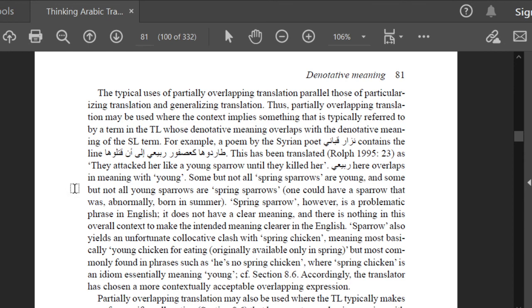Okay. Spring sparrow, however, is a problematic phrase in English. It does not have a clear meaning, and there is nothing in this overall context to make the intended meaning clear in English. Sparrow also yields an unfortunate collocational clash with spring chicken, meaning most basically young chicken for eating. Okay, but most commonly found in a phrase such as he is no spring chicken, where spring chicken is an idiom essentially meaning young. Okay.